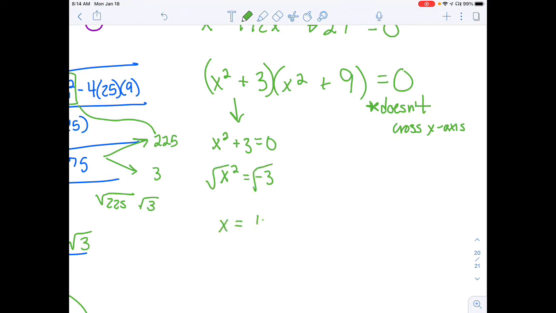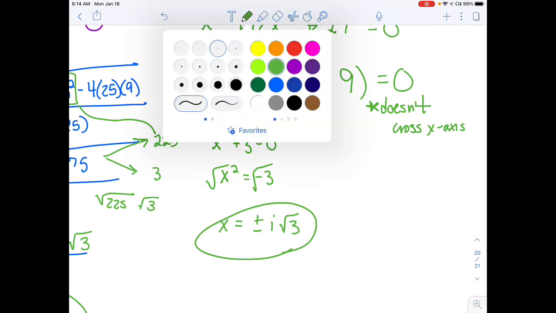Okay, so take away 3, take the square root to get x by itself, use plus and minus. The square root of a negative is an i, and there is nothing that goes into 3. So there's 2 imaginary solutions.